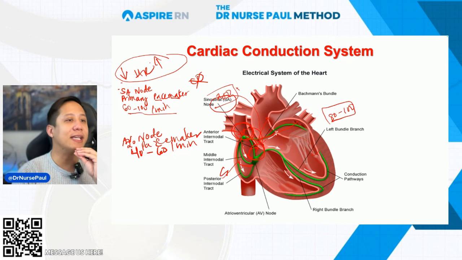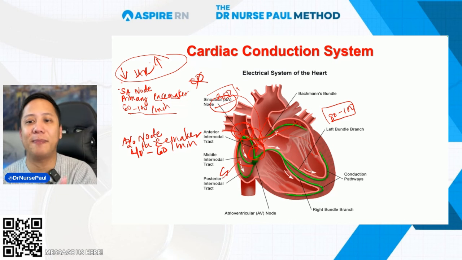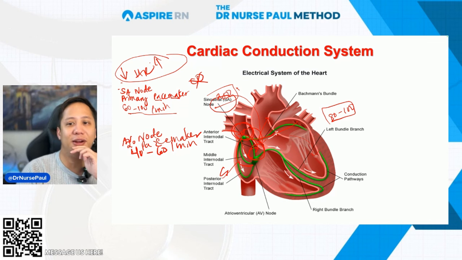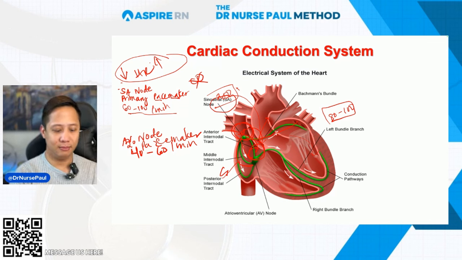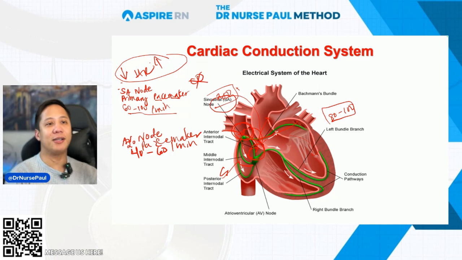So if the AV node takes over as a primary pacemaker, is it good for the heart or bad for the heart? I'm just refreshing what I said. It's bad for the heart. Very good. I'm waiting for your answers, guys, whenever I pause, okay?